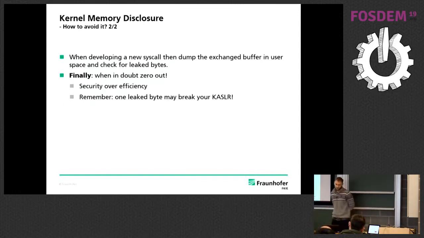Again, if you're writing your own syscalls, then dump the stuff you're exchanging with userland and look for some bytes. That would be another way to find these leaked bytes. And finally, when in doubt, zero out, because security over efficiency. When you go the long way to implement kernel ASLR, one leaked byte may be enough to break it. So these couple of cycles for zeroing out data structures may help you a lot there.